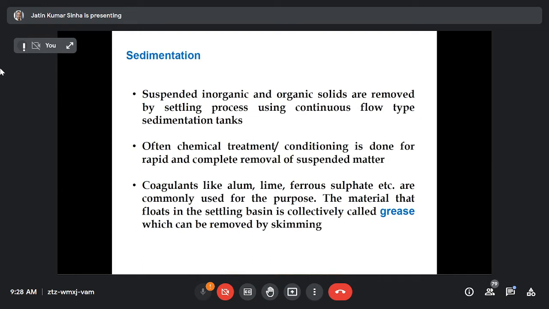The materials that float in the settling basin are collectively called grease. So what happens is they stick to these chemicals and they settle down at the bottom of the tank. And these are greasy in nature. Okay, so these are called grease actually. And from time to time they remove this grease from the tank.